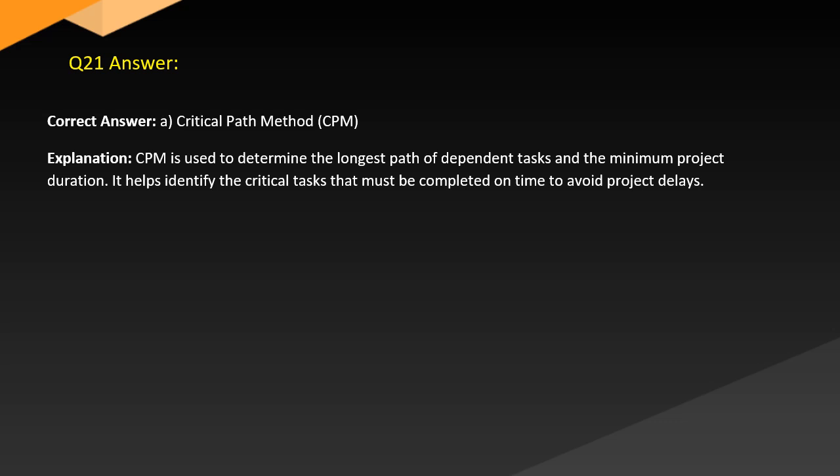Answer. Correct answer: A. Critical path method, CPM. Explanation. CPM is used to determine the longest path of dependent tasks and the minimum project duration. It helps identify the critical tasks that must be completed on time to avoid project delays.